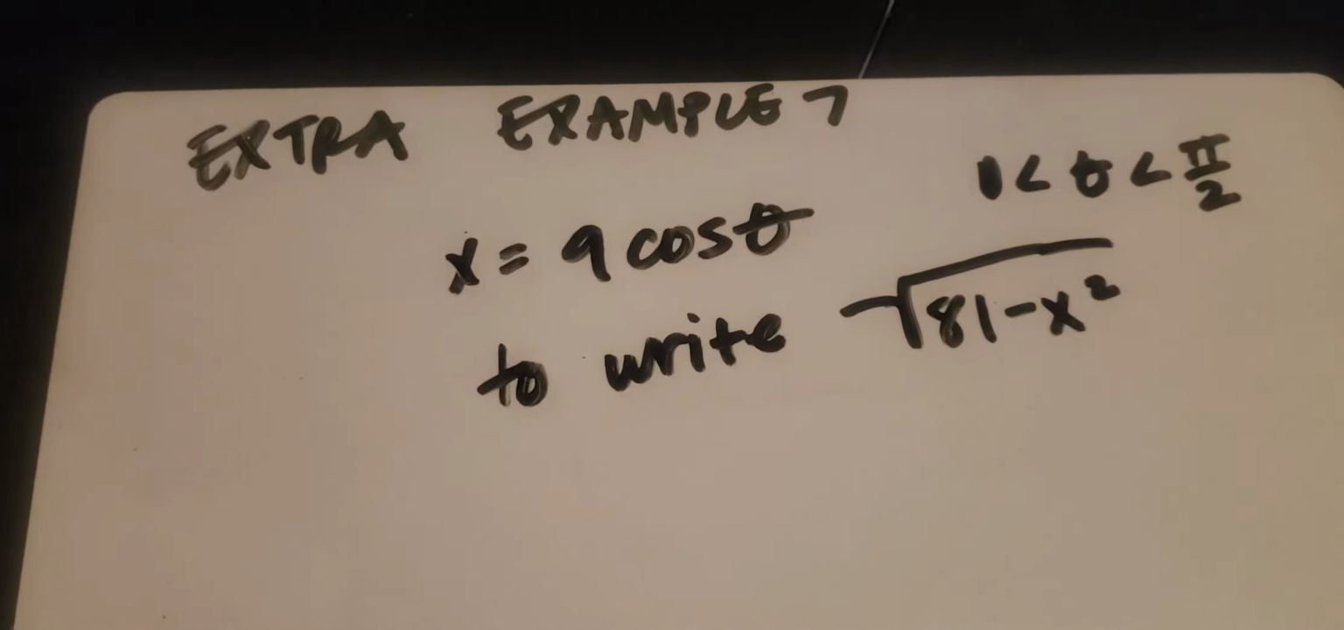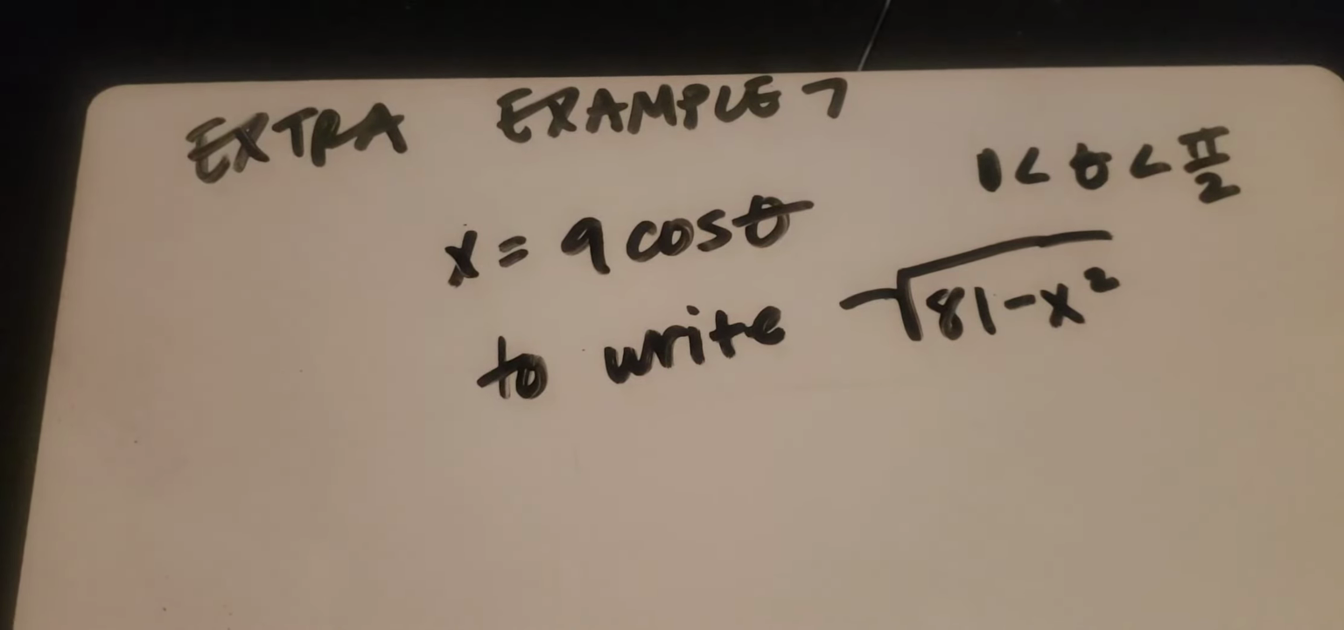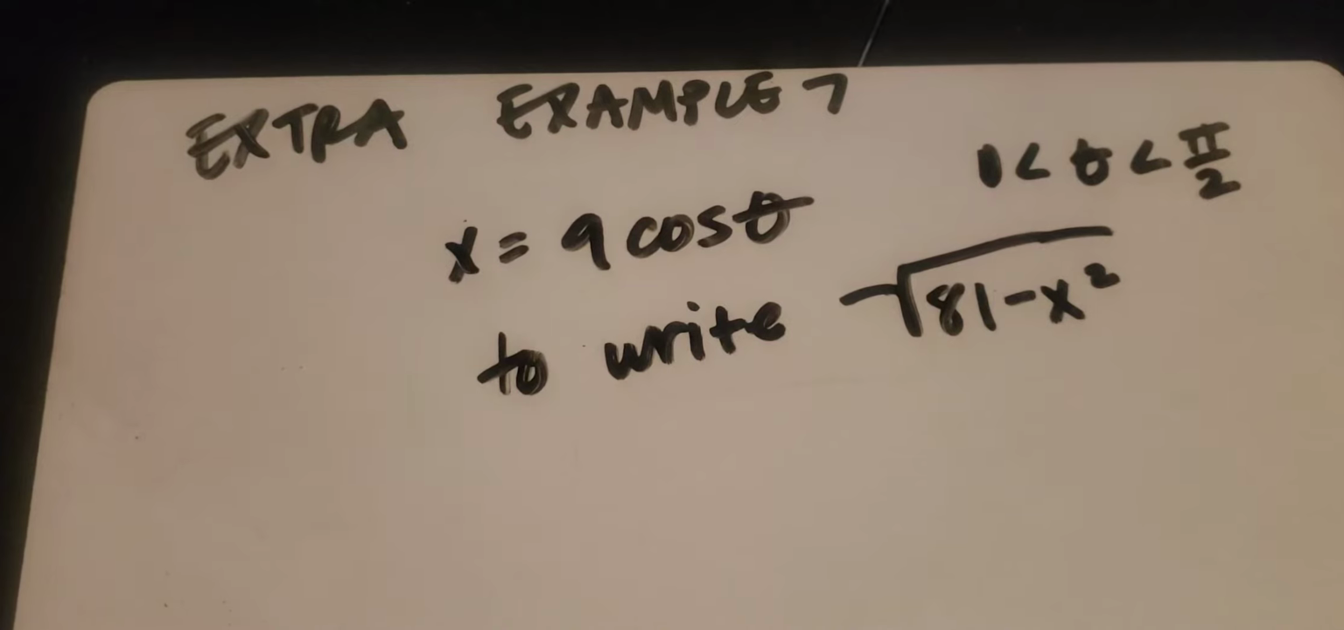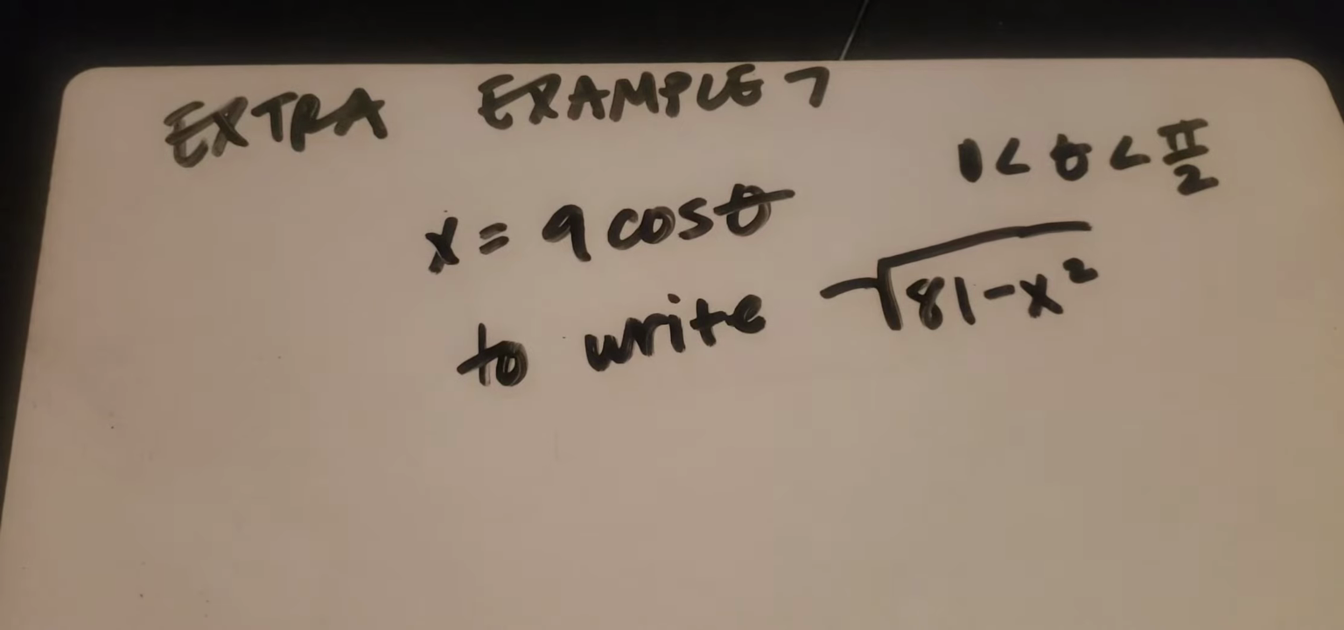Okay, so this is our last example, example 7. And pretty much what they want us to do is we're going to be applying substitution. In this example, they're asking us to use the substitution x equals 9 cosine theta, where theta is a value between 0 and pi over 2, to write the square root of 81 minus x squared as a trigonometric function of theta.